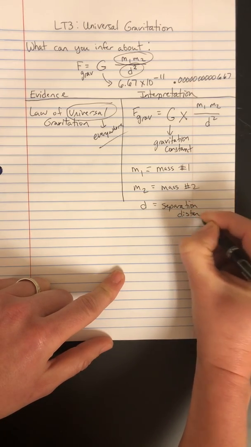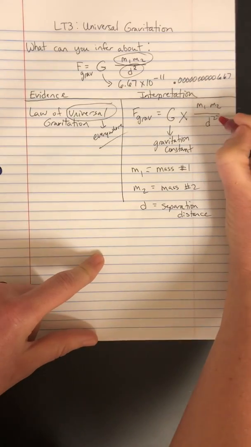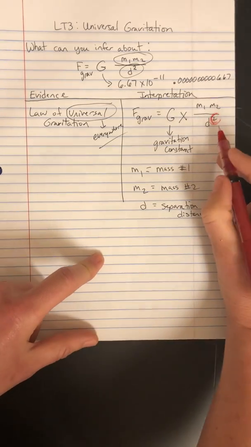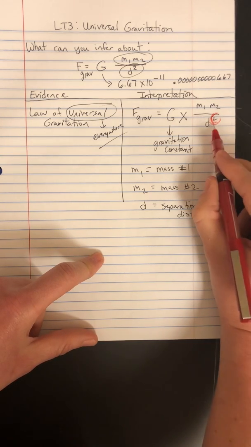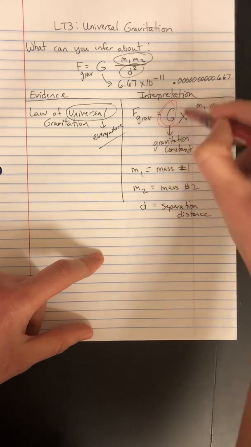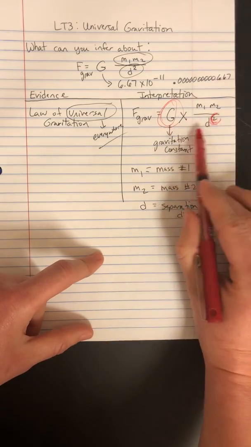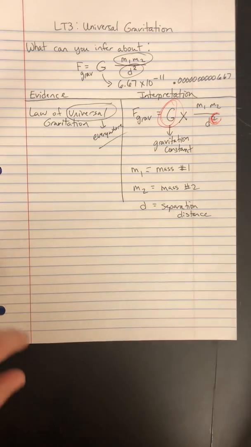There are two common mistakes with this learning target. One is, for whatever reason, we discriminate against that squared. We forget about it. So don't forget about the inverse square law. That's why I broke that up. And then big G. For some reason, we forget big G, okay? All right, so we got our separation distances.